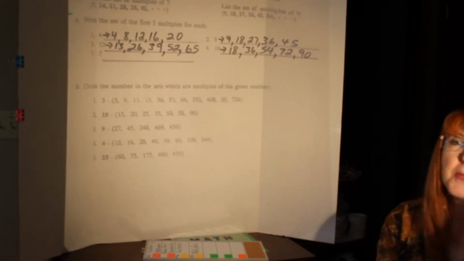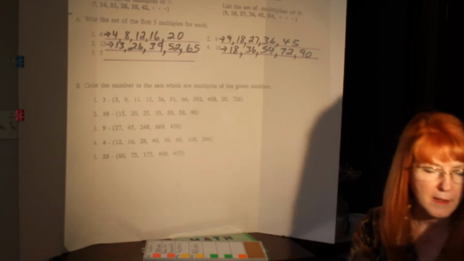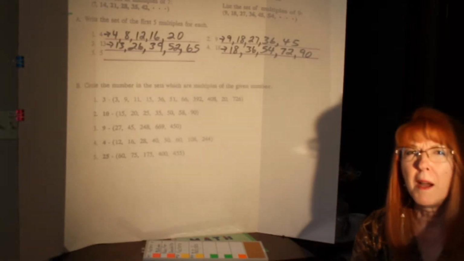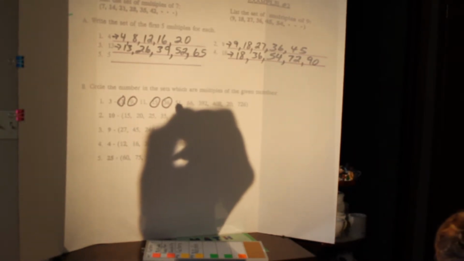I'm going to take a look at the second thing. Circle the numbers which are multiples of the given number. Our first number is 3, and this is where your rules of divisibility come back into play. The rule of divisibility for 3: if the sum of the digits of the number is divisible by 3, then the whole thing is going to be divisible by 3. Some of them are easy to tell. First one you have is 3. That's obvious. 9. 11 doesn't work. 15. 36. Okay, 5 plus 1 is 6. 3 will divide evenly into 6, so 51 is a go.